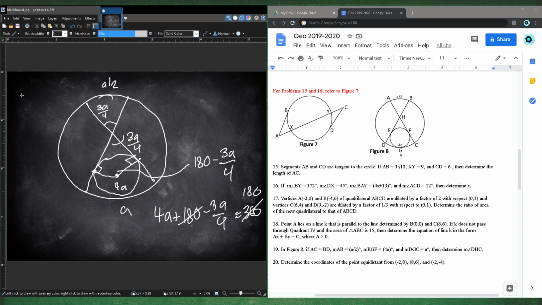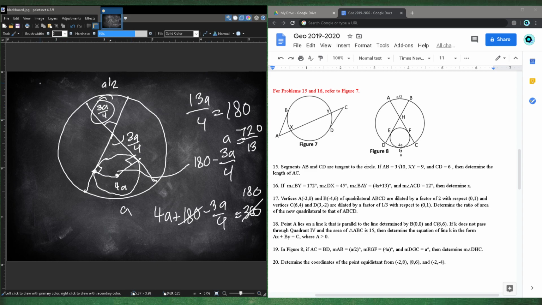So that is 16 over 4, so that's 13a over 4 equals 180. So multiply by 4, which is 720 over 13 is a, right? So the question is asking to determine DHC, which is basically just this angle right here, right? So to find that vertical angle, we just need to plug it in.